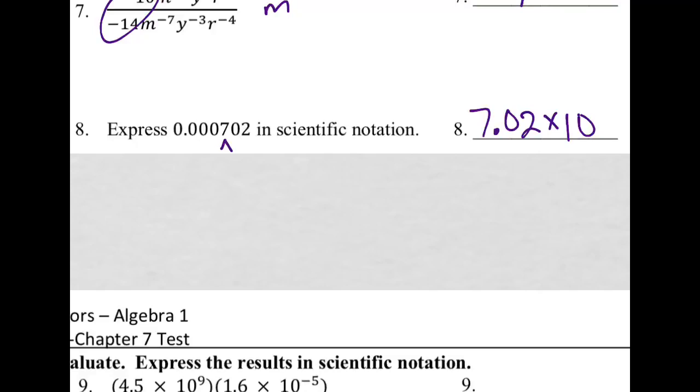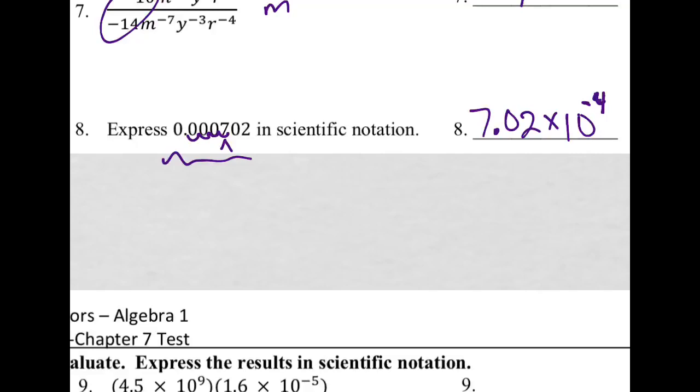How far did we move our decimal? 1, 2, 3, 4 places. And then what we've said is that decimals are going to give us negative exponents. Okay, so 7.02 times 10 to the -4th.